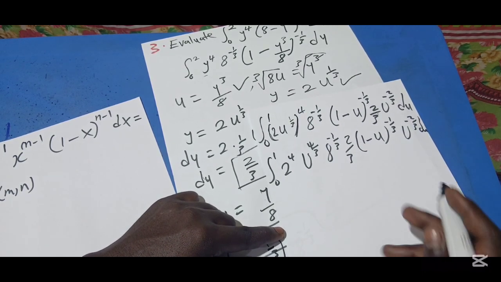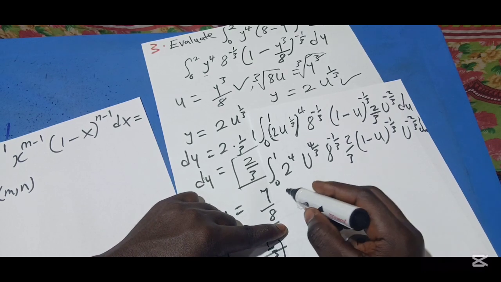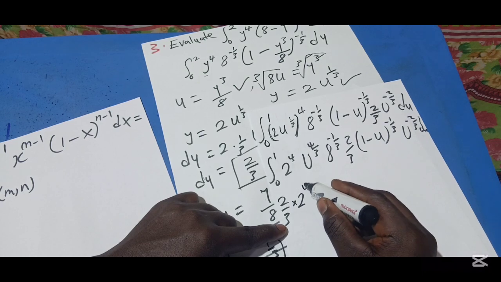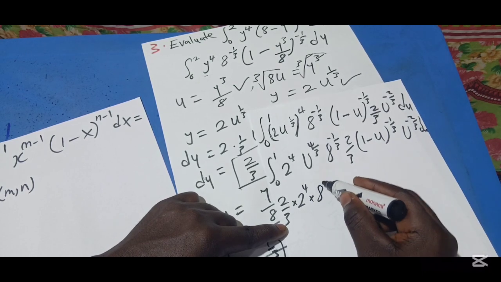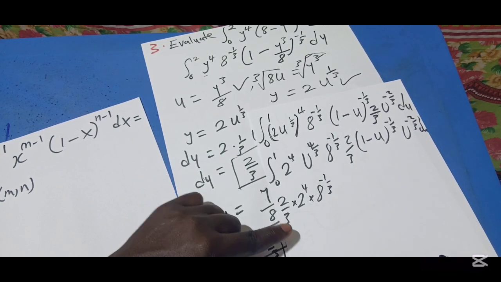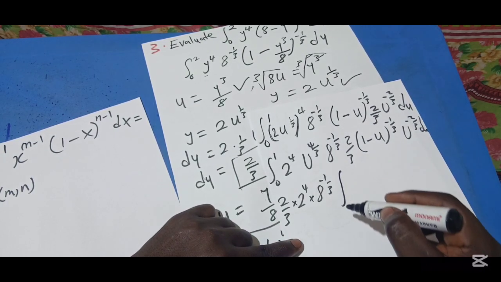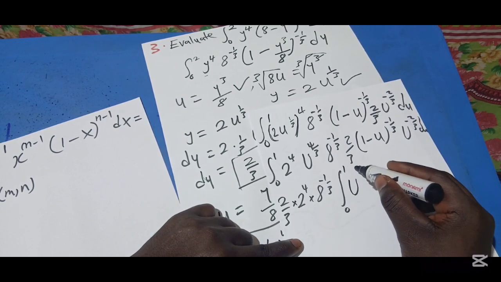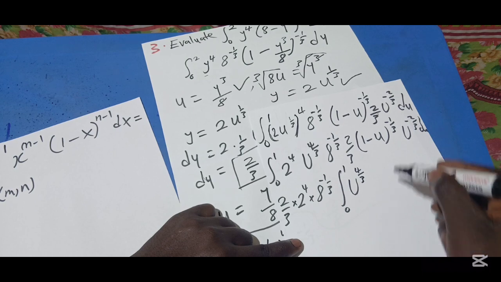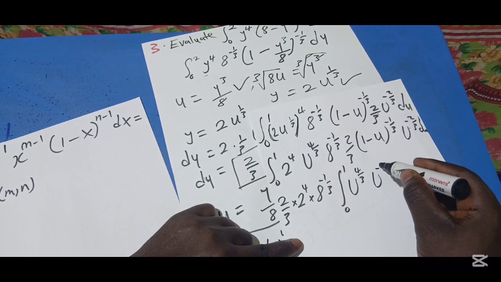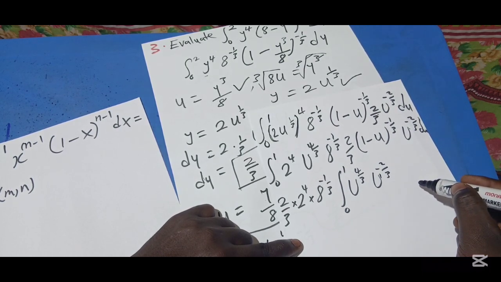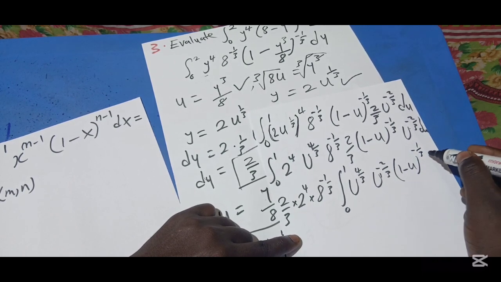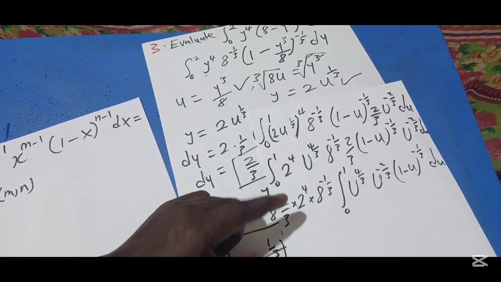So bringing our constant out, we have 2 on 3 and 2 to the power 4 and a to the power minus 1 on 3. And yeah, I think that's all for our constant. Integral from 0 to 1, u to the power 4 on 3 and u to the power minus 2 on 3, into bracket 1 minus u to the power 1 on 3, all to the power minus 1 on 3 du.